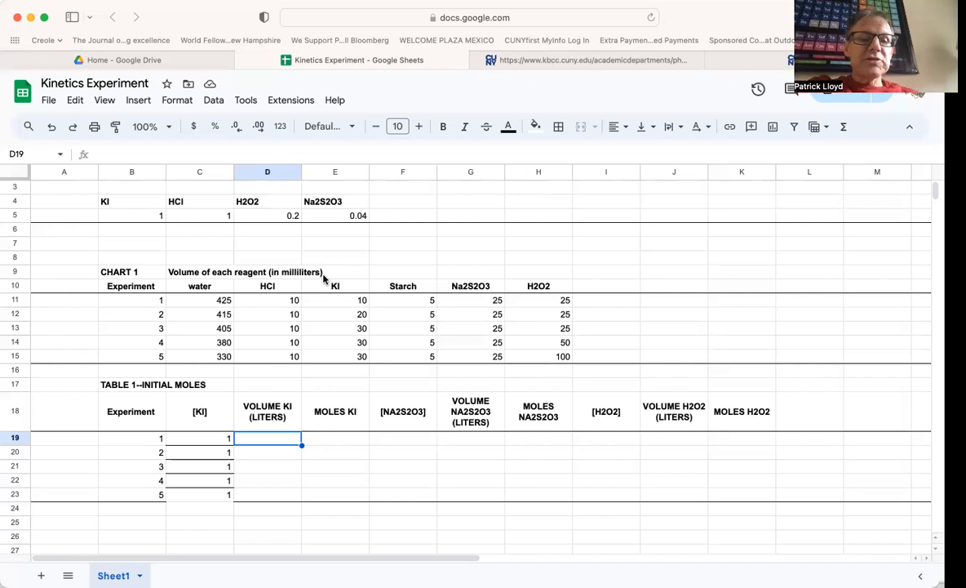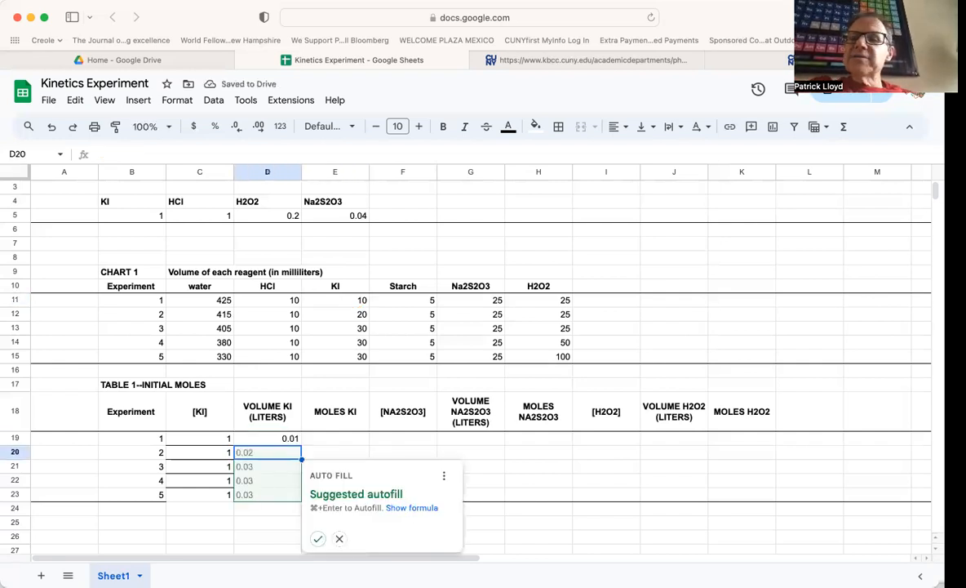So here's what I'm going to do. I'm going to hit the equal sign in this first cell, and then I'm going to click on the first KI volume, right? And then to convert it from milliliters to liters, I have to divide it by 1,000, right? So I'm just going to hit slash 1,000, and that's going to divide it by 1,000. Okay.